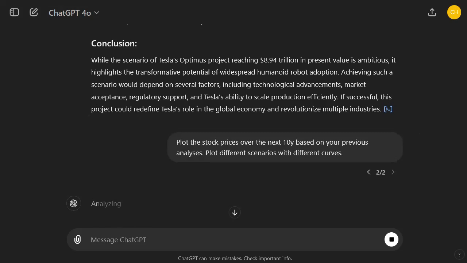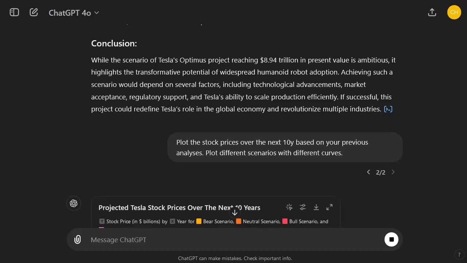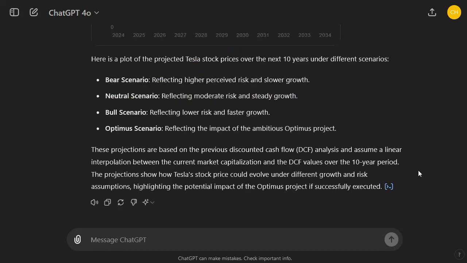I think a good title for this would be something like focusing on the ChatGPT-4o predicts 8.94 trillion in net present value for Optimus. Something like this would be a great title, right? Okay.